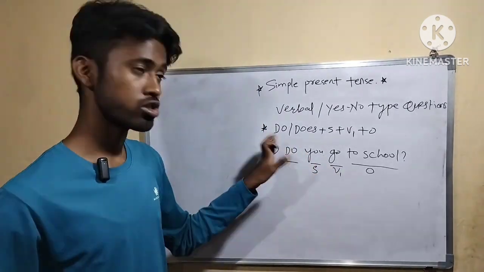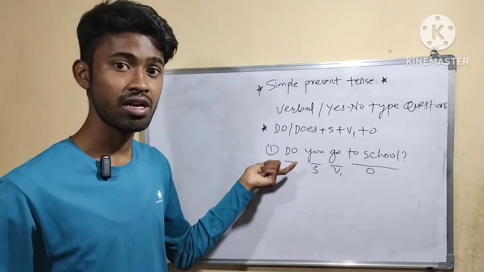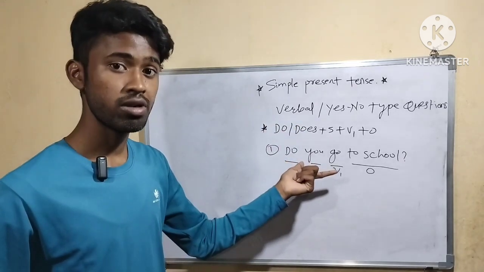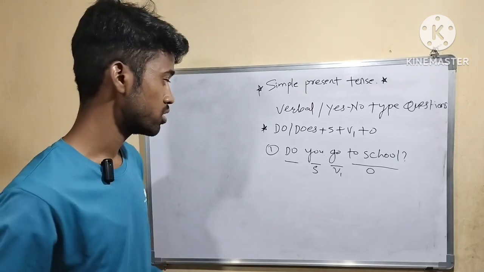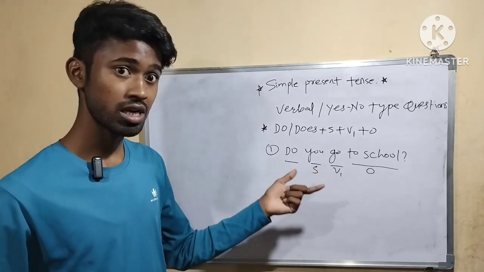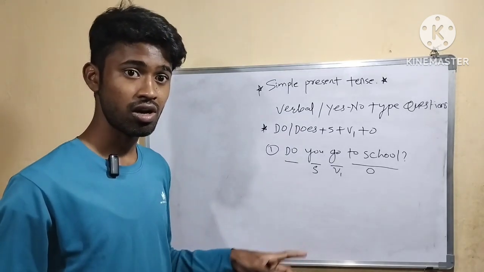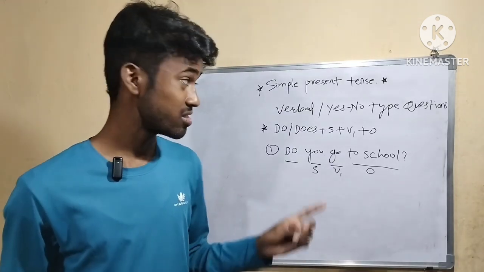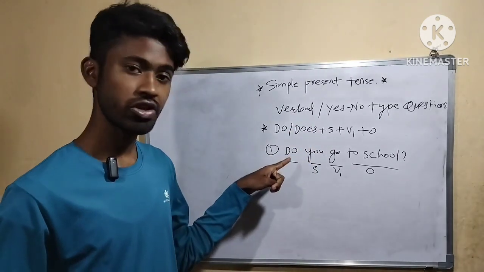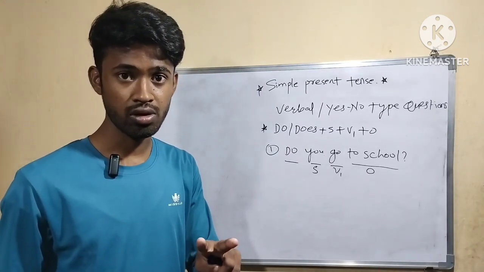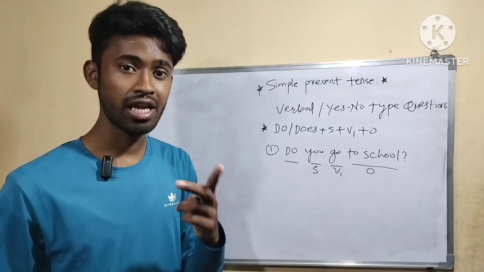So this is a verbal question. I told you the reason: it is starting with the verb. Do is a helping verb, and it is starting with that. That is why this is the verbal question. And there is one more thing, yes no type question. Why is this yes no type? See, this is a question, right? Now you can answer this question in two ways, with yes or with no. This is the reason we can call this a yes no type question. Each of these questions can be answered in two ways, with positive and with negative answer. Positive means yes, negative means no.